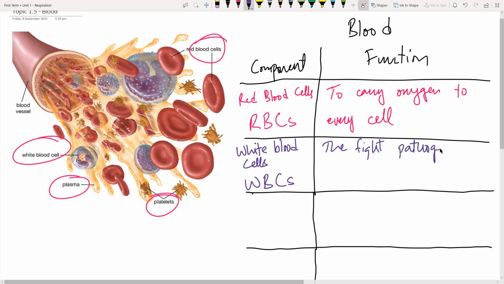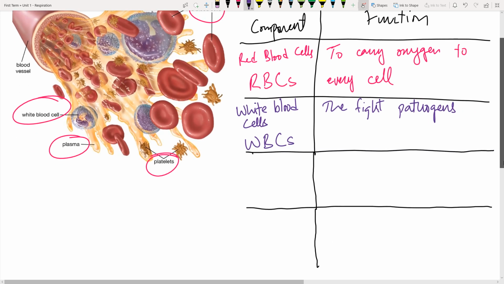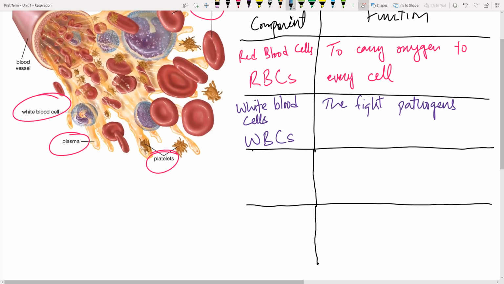So what the white blood cells do, they fight pathogens, and I did discuss pathogens in the class, that pathogens are microbes that attack our body and may cause us sickness or illness, right. Those are pathogens. They fight these pathogens, and there are many ways in which they fight. We'll discuss it in a moment. And then we have the plasma.